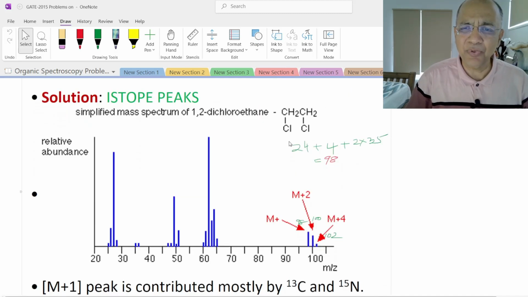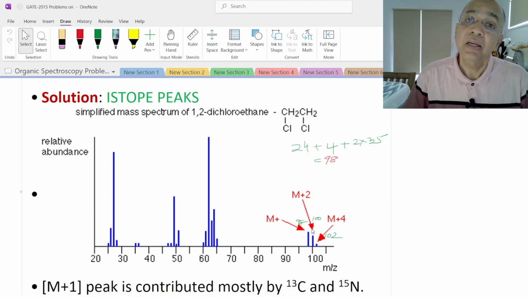I have given you an example of a dichloro compound where this is the M peak. The molecular mass takes into account the lower isotope, which is usually the most abundant isotope. In case of bromine, the two isotopes are equally abundant, 1 is to 1. So the M peak is contributed by the most abundant lower isotope, and this is 98, and 2 mass units ahead is M plus 2 due to one bromine or one chlorine.